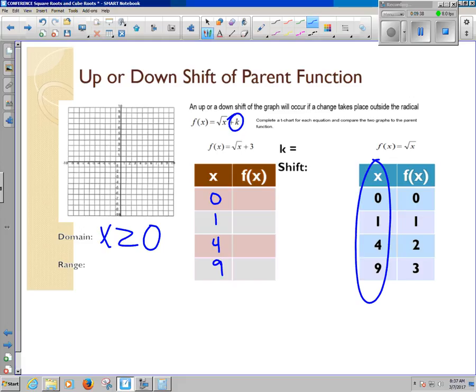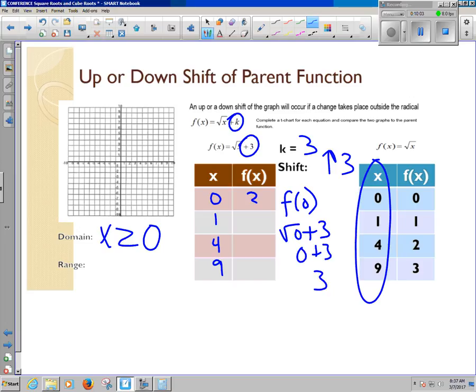And now what we're going to do is we're going to be adding to each one. So in this example, we're adding 3. So k equals 3, which means this is going to be a shift up 3 units. Okay, so let's calculate the first 2, and then we'll just see if we can make the relationship. So f of 0 is going to be the square root of 0 plus 3, which is going to equal 3. Okay. So let's notice that this is 3 more than 0.